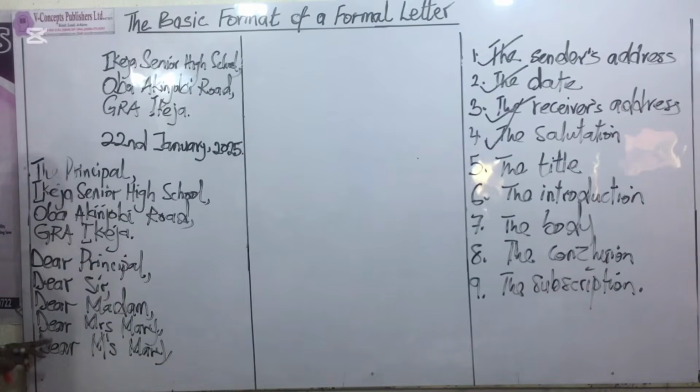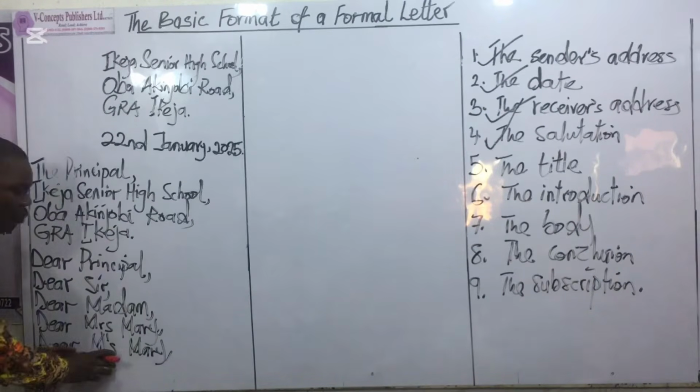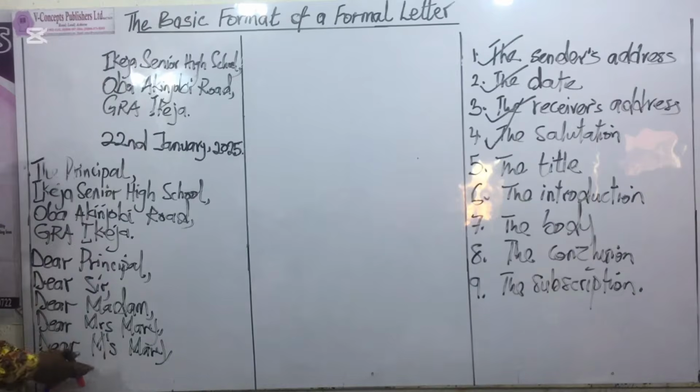Then, if you know the person's name, you say dear Mrs. Mary. But you may know the person's name, Mary, and you don't know whether Mary is married or not. So you are going to use dear Ms. Mary. This means I am not sure Mary is married or not married. So you use Ms. Mary. Alright, so let us go.